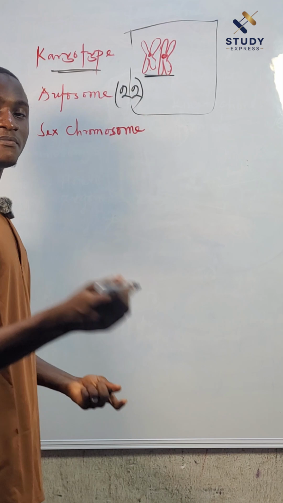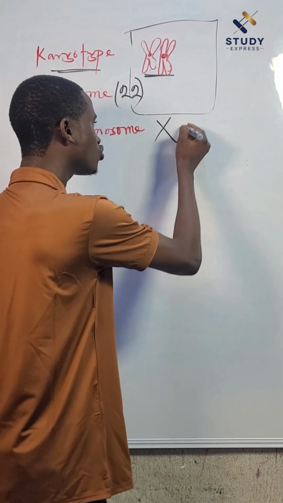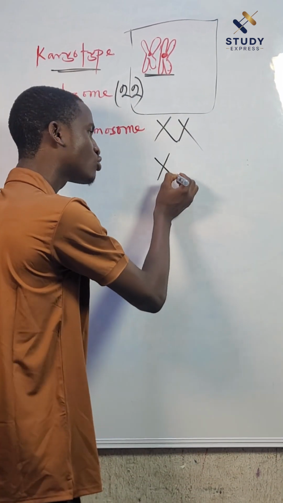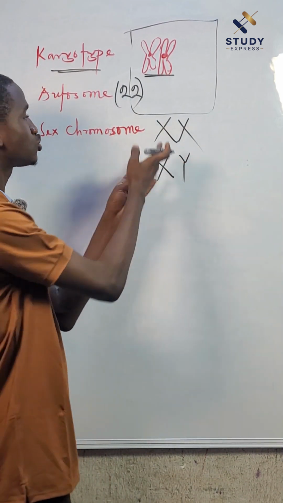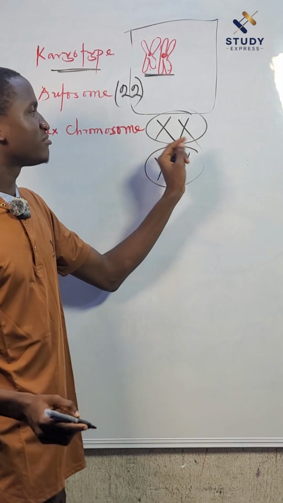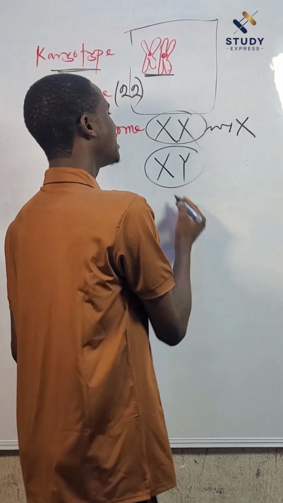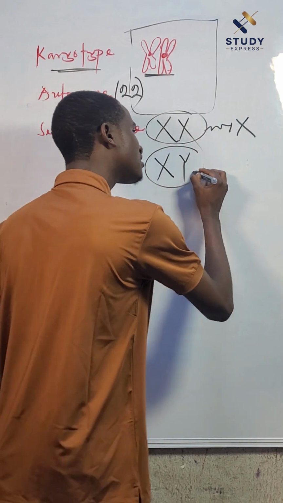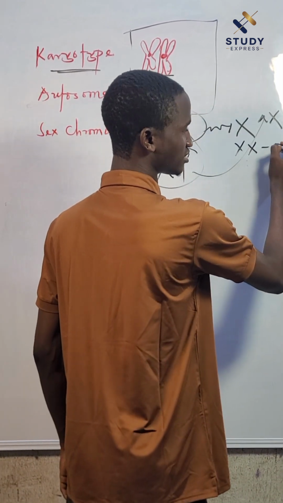Let me explain that. A female usually has 2 X chromosomes, X and X. A male has one X chromosome and one Y chromosome. So imagine these two people want to give birth. Person A, the female, only has X chromosomes, so she can only give X. Whatever the male gives is what determines whether the child will be a male or a female. If the male gives X, we have XX, and this is a female.